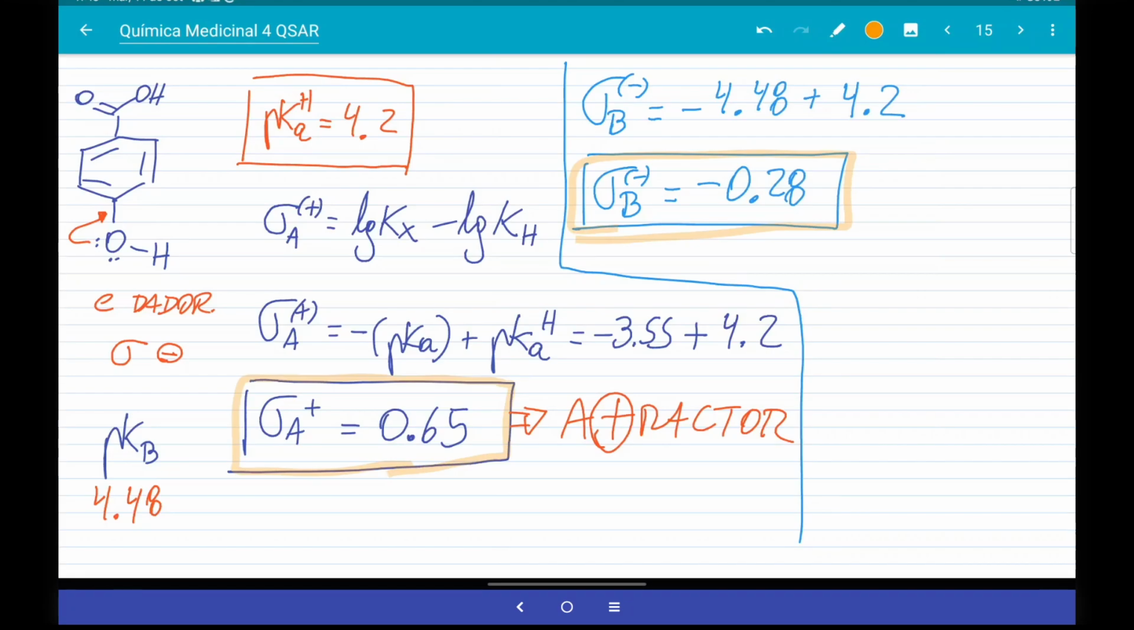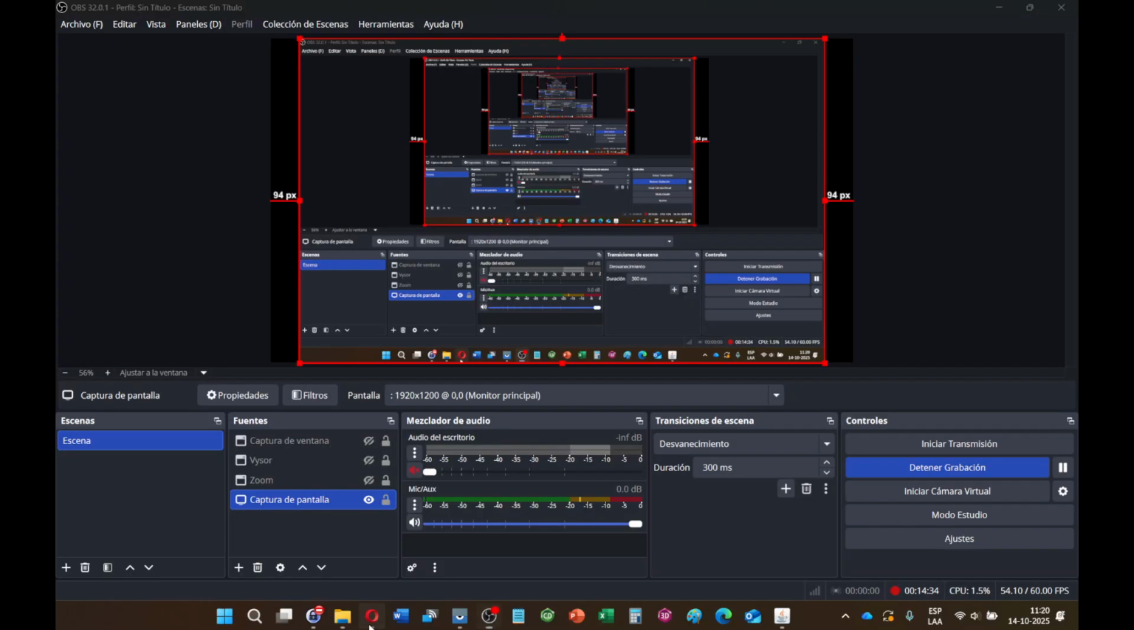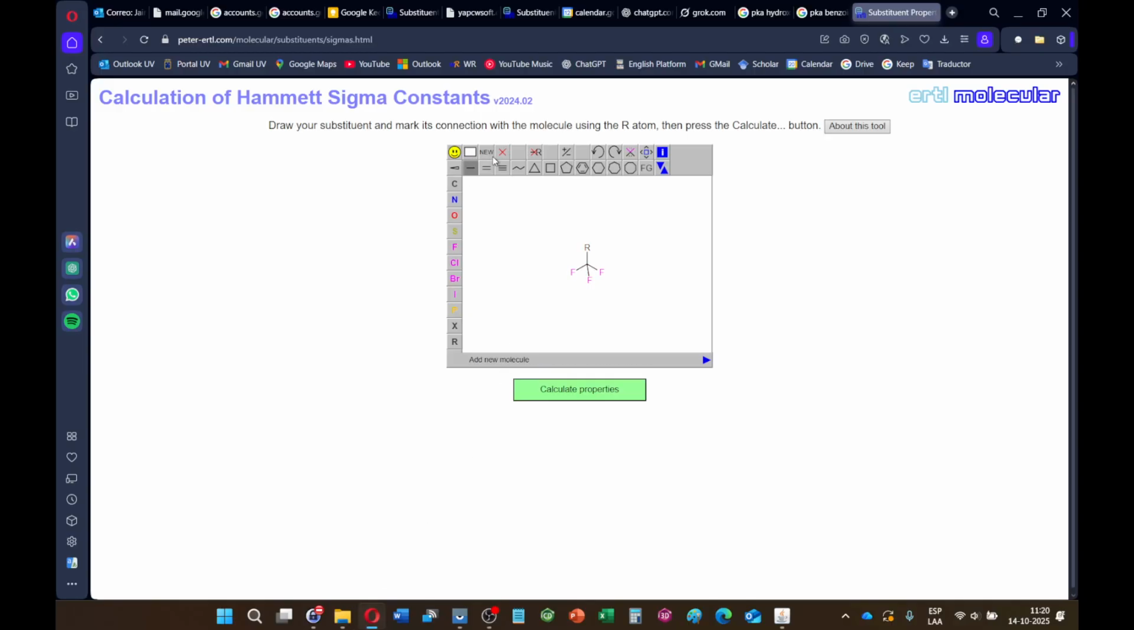Well, here then, we have the system, it says R, and therefore we have to simply draw the group that we want to predict. In this case, the group is a CN. Therefore, we draw a carbon. Now we draw connected to it. It did not work like that. We go again. We draw a carbon.